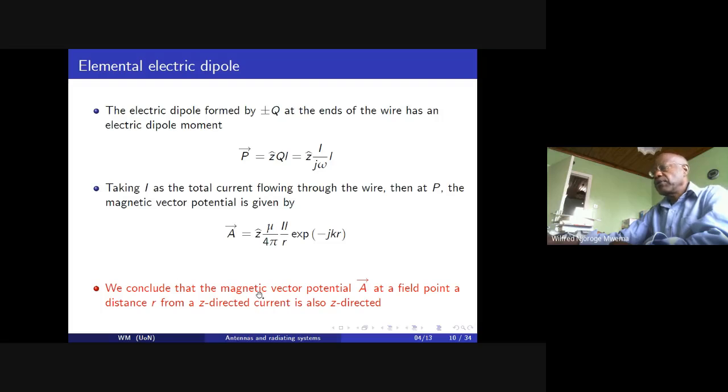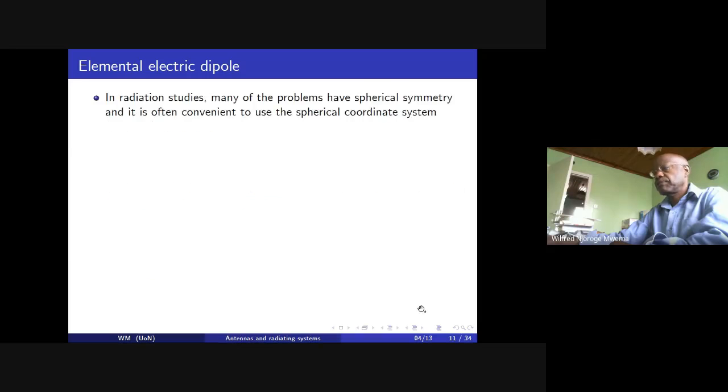So we conclude, therefore, that the magnetic vector potential A at a field point, a distance r from a z-directed current, will also be z-directed. This is very important to keep in mind, that the vector potential A will always be pointed in the direction of the current generating it at the field point.